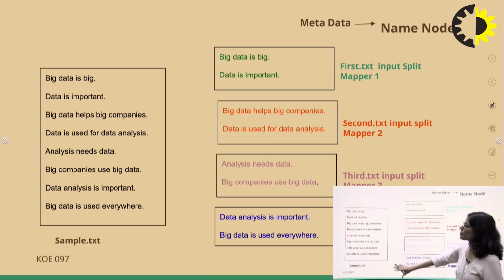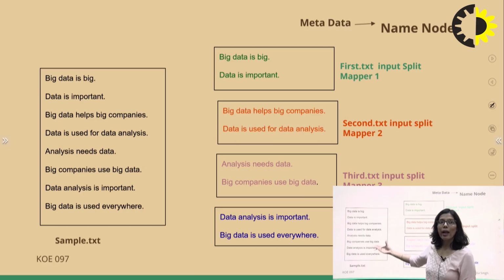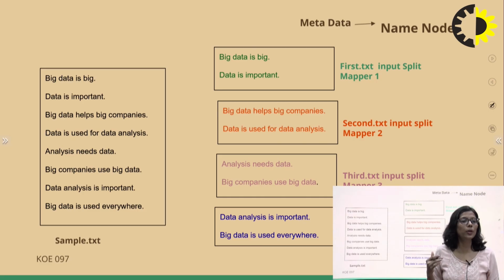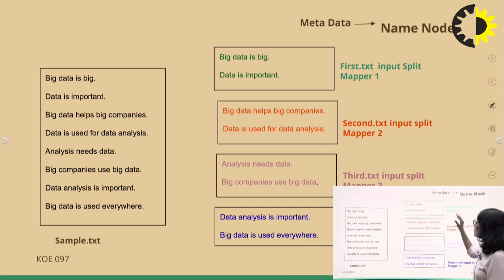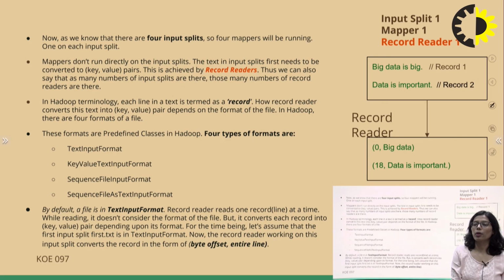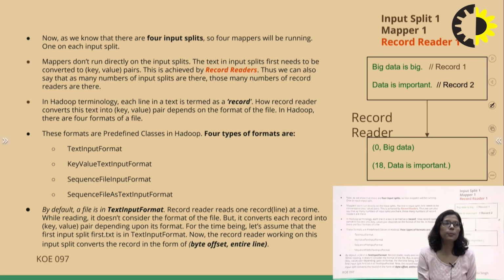Suppose this is my sample.txt, and I am converting it into 4 input splits. I am dividing the data into 4 input splits. Now the first input split is assigned to one mapper, the second to another mapper, the third to a third mapper, and the fourth to a fourth mapper. So we have 4 mappers, and these mappers are present at the data nodes. 4 input splits means we will require 4 mappers.